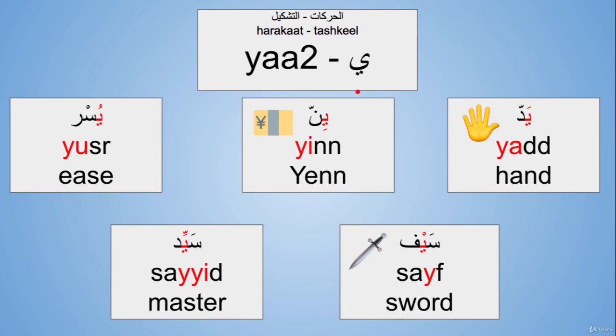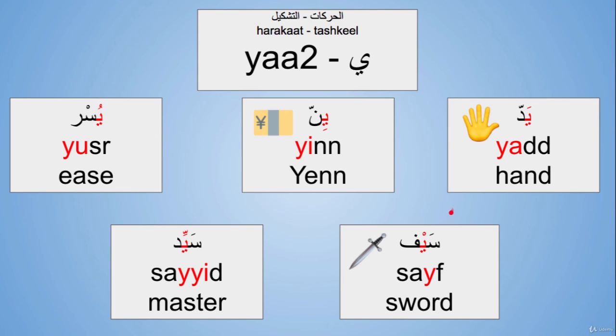Moving on to the letter ya, which is the last letter of the alphabet, you can find it with fatha to sound like ya, like the word yad, which means hand. And with kasra, to sound like yi, like the word yen, which is the Japanese currency. And with dhamma, it sounds like yu, like the word yusr, which means ease.